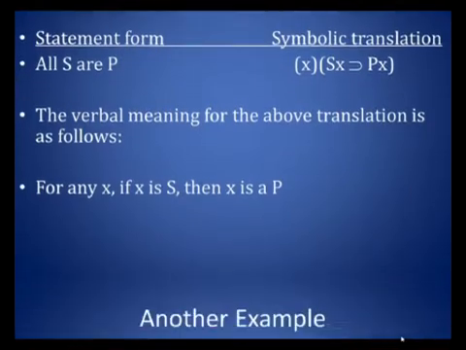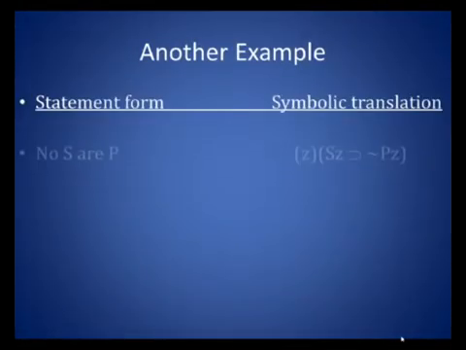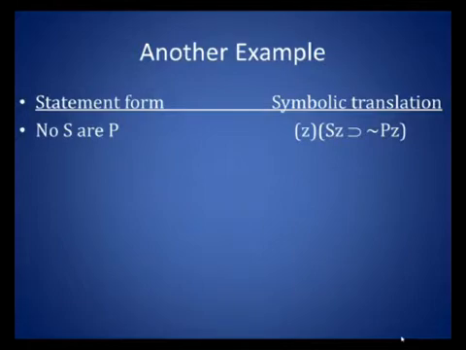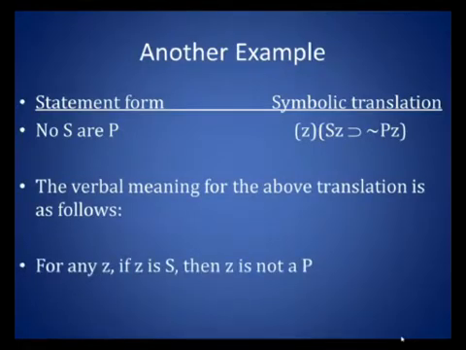We'll look at another one. No S are P. Now in this instance I decided to use a z. Remember, we can use x, y, or z lowercase, which are individual variables. We can use any of our individual variables to make our quantifiers. So in this case I used a lowercase z. So here's my symbolic translation. It says for all z, if z is S, then z is not a P. So for any z, if z is S, then z is not a P.